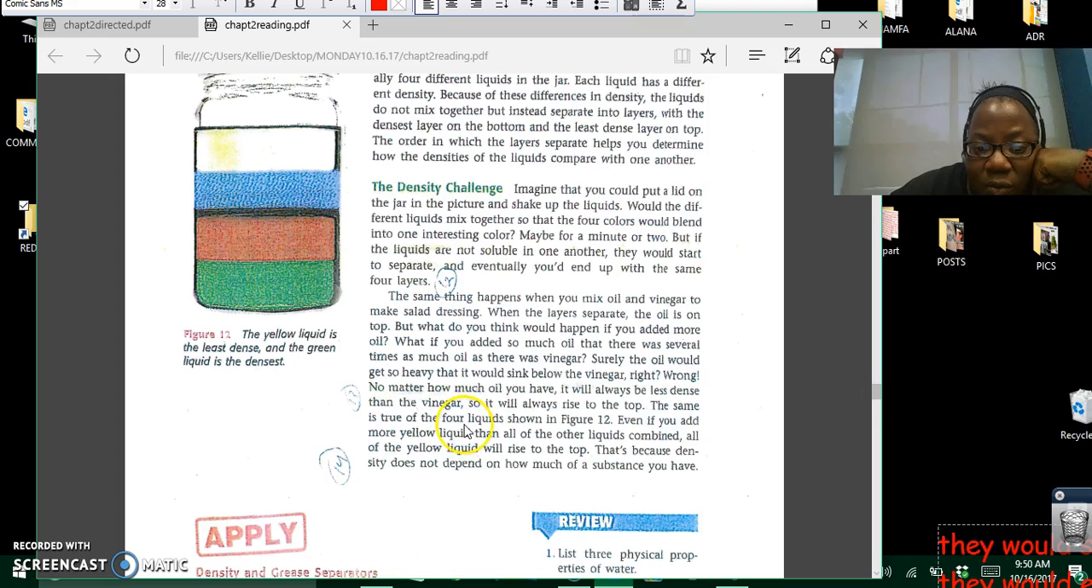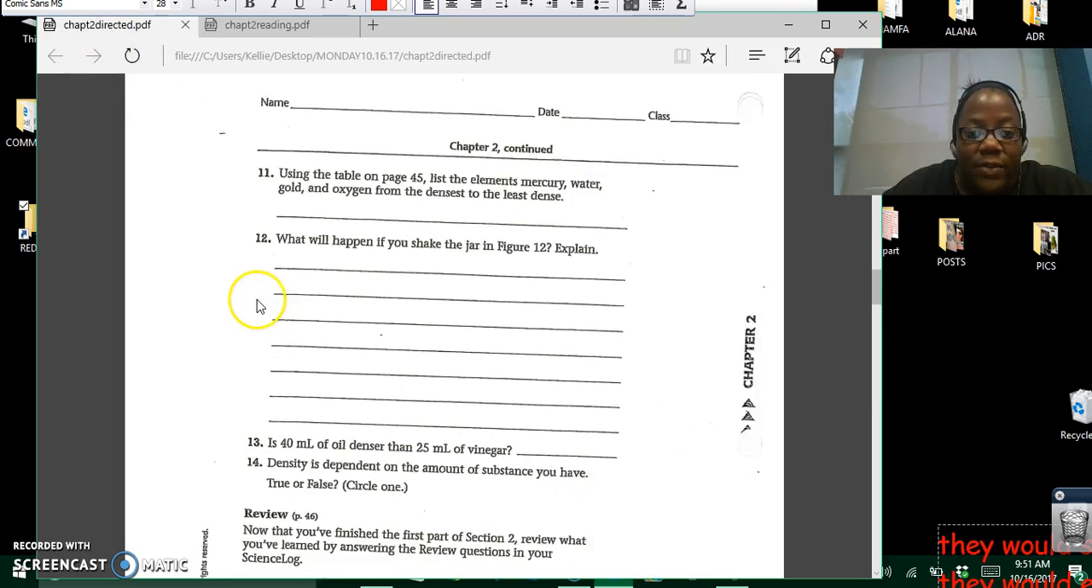The same is true for all the 4 liquids shown in figure 12. Even if you add more yellow liquid than all the other liquids combined, all of the yellow liquid will rise to the top. That's because density does not depend on how much of a substance you have. So it looks like question 13 and 14 are answered right in here. So let's go back and take a look at 13 and 14.